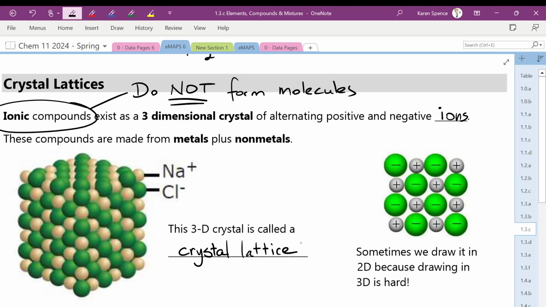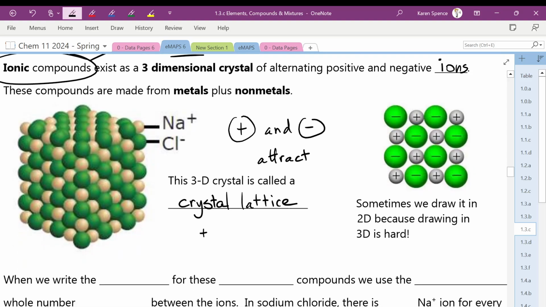So why does the positive want to be beside the negative? Because positive and negative attract. What do positive and positive do? Positive and positive repel. So if I moved a positive beside a positive, it would try to move away because it would be repelled by the other positive. What do negative and negative do? Negative and negative also repel.